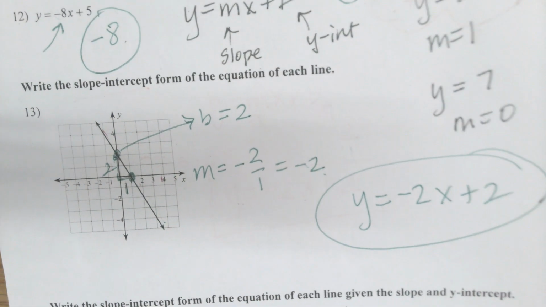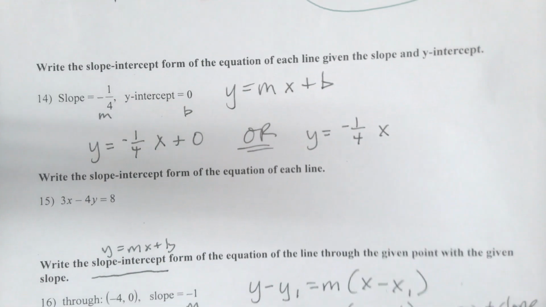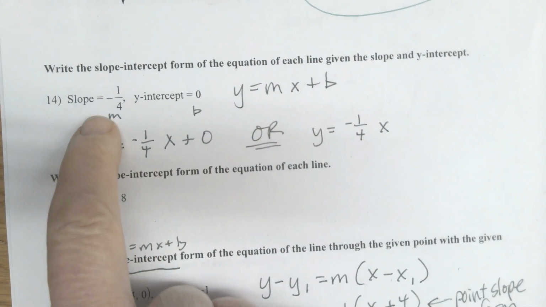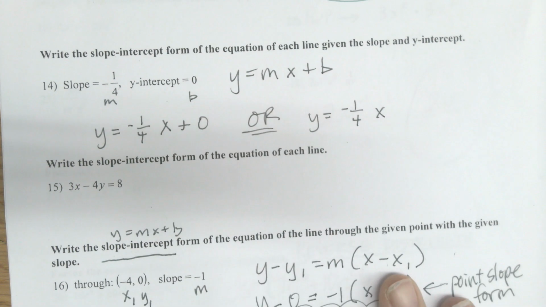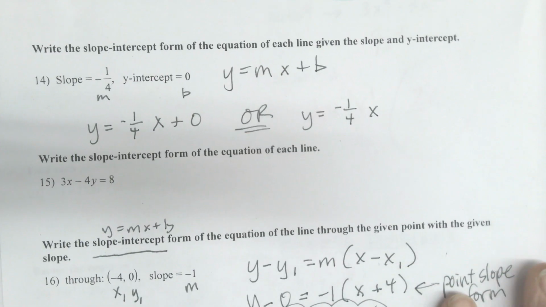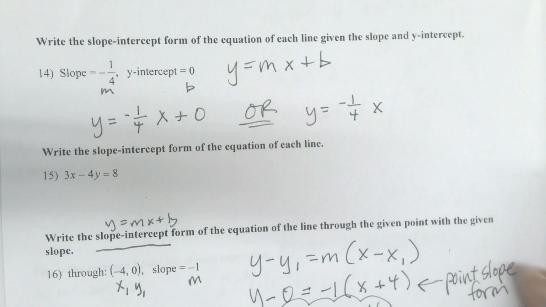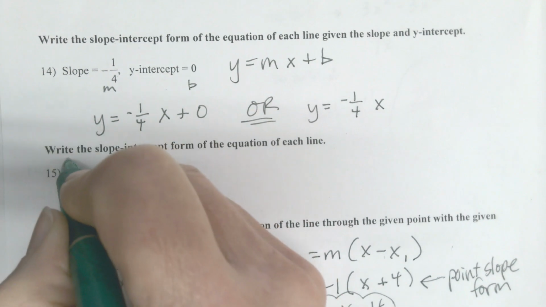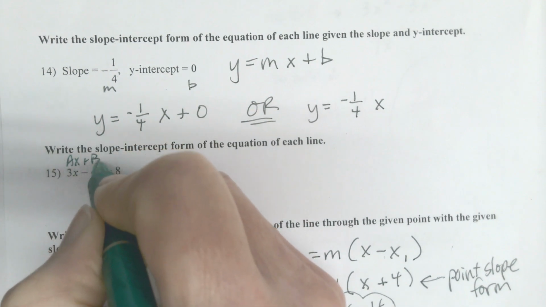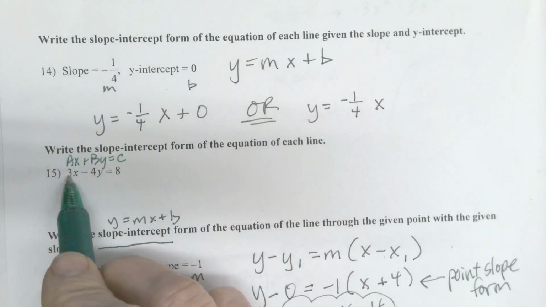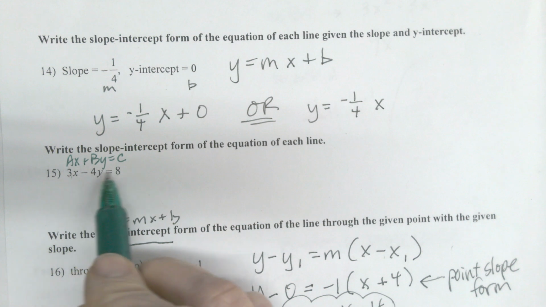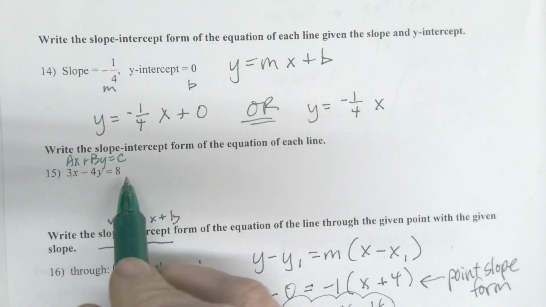Next, you're going to get into more writing equations, and we talked about this yesterday. If you're given the slope and the y-intercept, easy peasy, just put them in the right spot. But let's say you're given an equation in standard form. This one is ax plus by equals c, and it's a long time ago that we talked about this. The number in front of x is a, the number in front of y is b, or the number that stands alone is c.